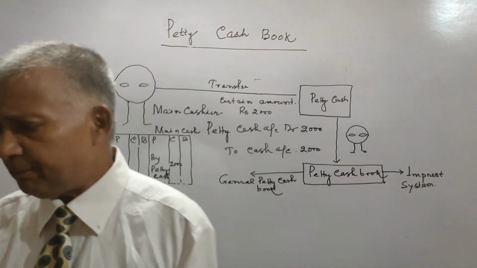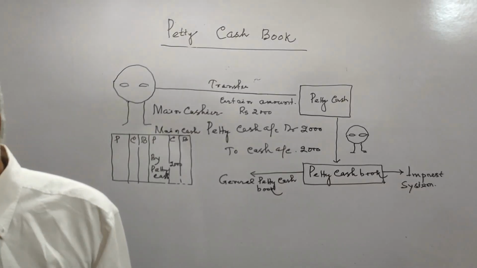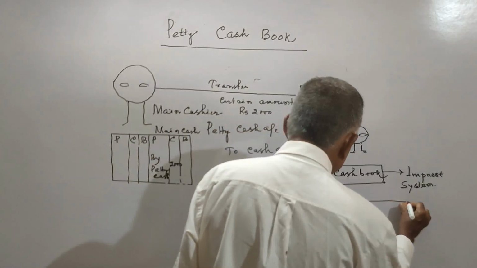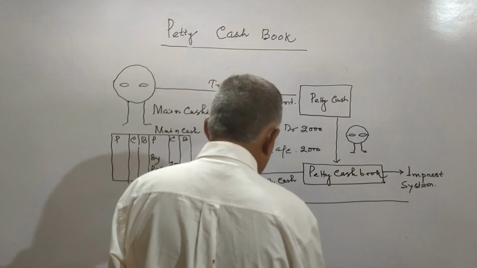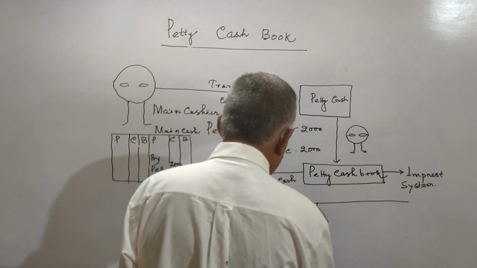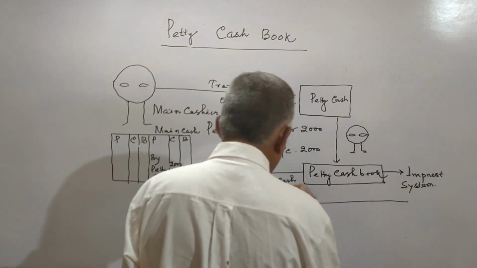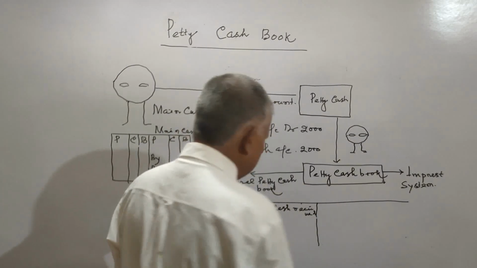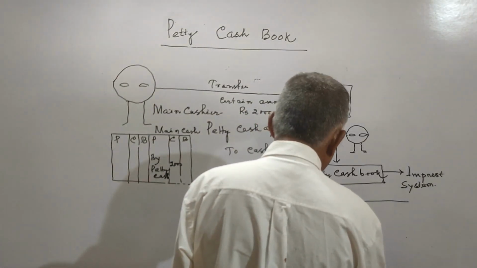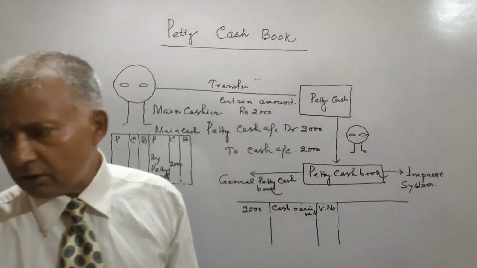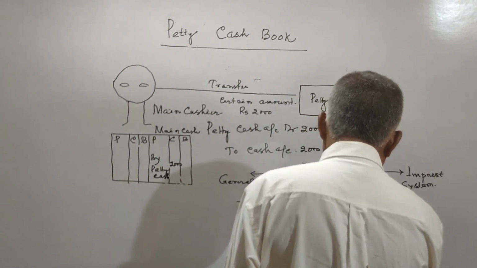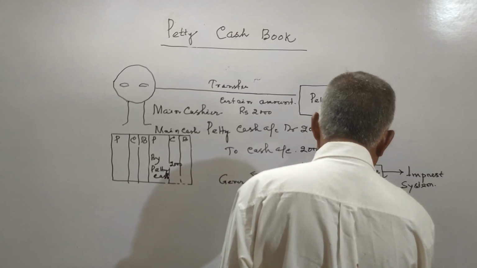He will maintain a petty cash book and it will be like this. Cash received from the main cashier rupees 2000. Then there will be the voucher number. After the voucher number, it will be the amount, the total amount will be recorded here.